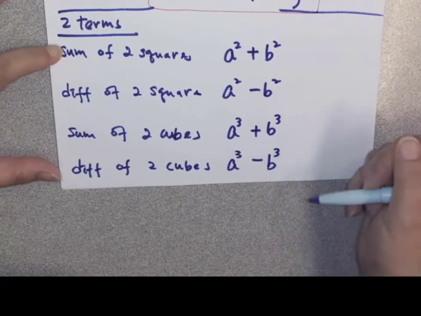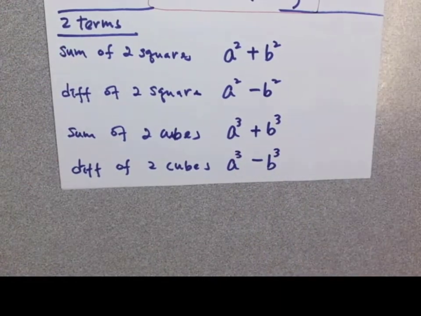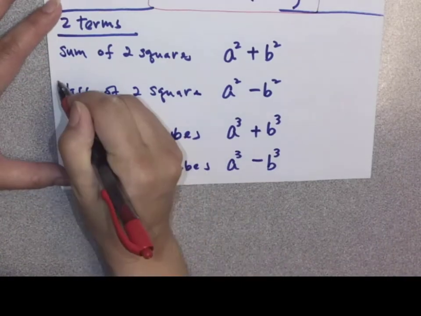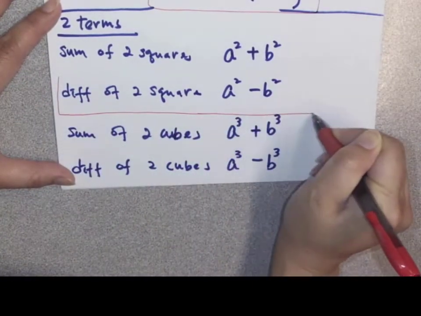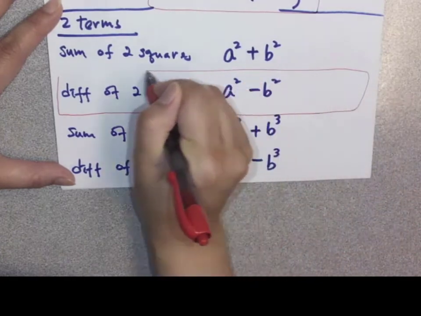So this is just the question, right? How do we factor them? Anybody remember any of this? The second one is very popular. So you will see that a lot. You will see it on the competency exam also. Anybody know how to factor difference of 2 squares?